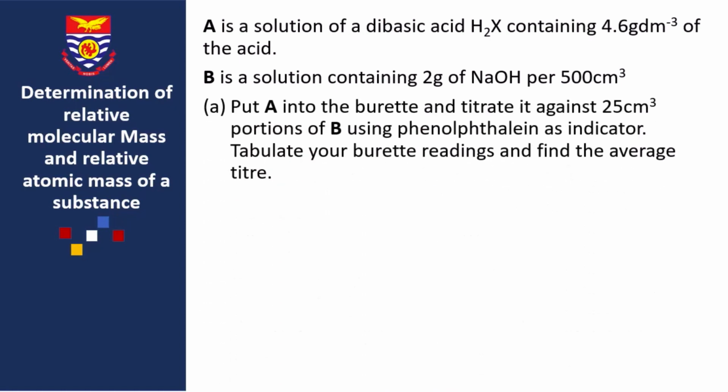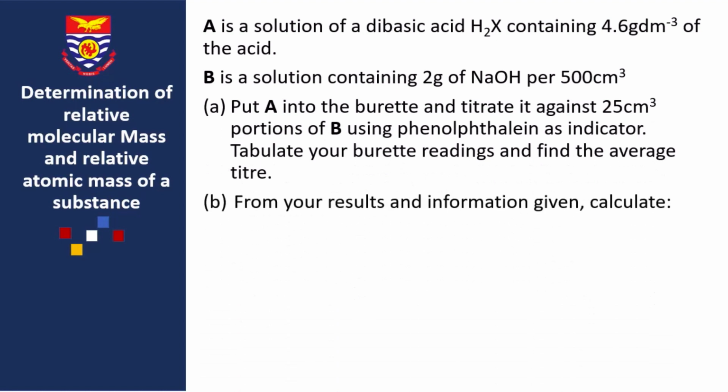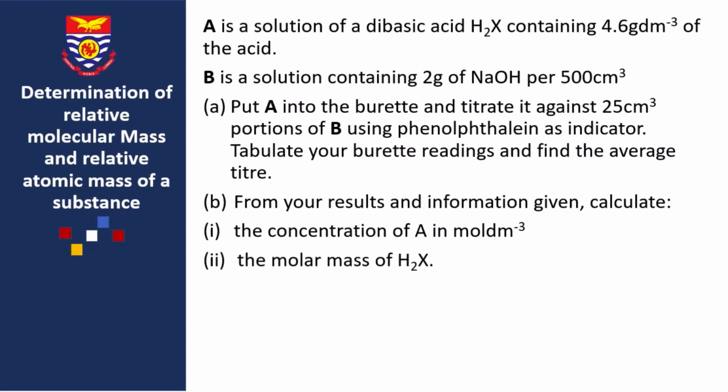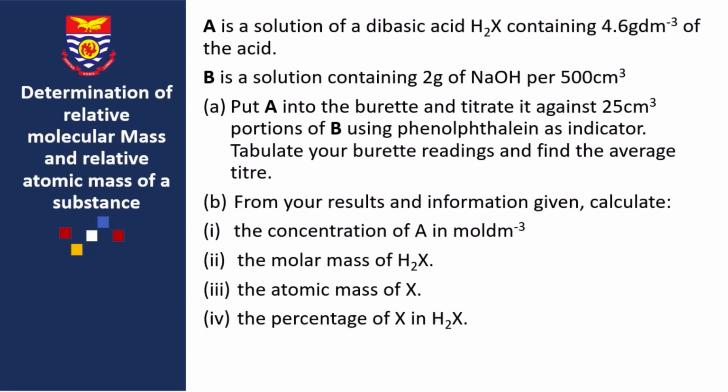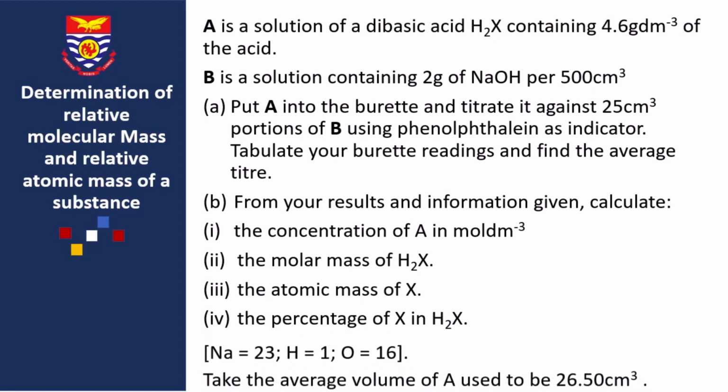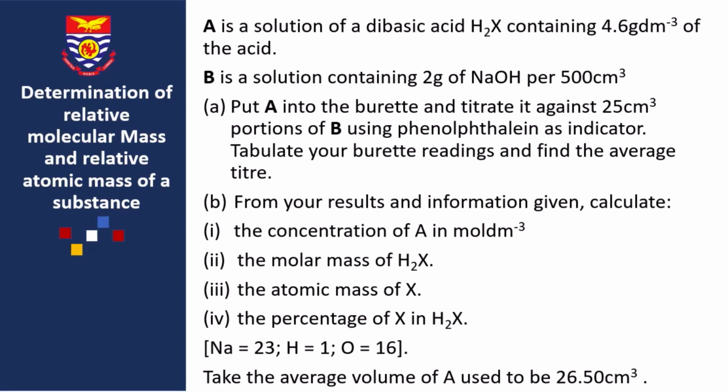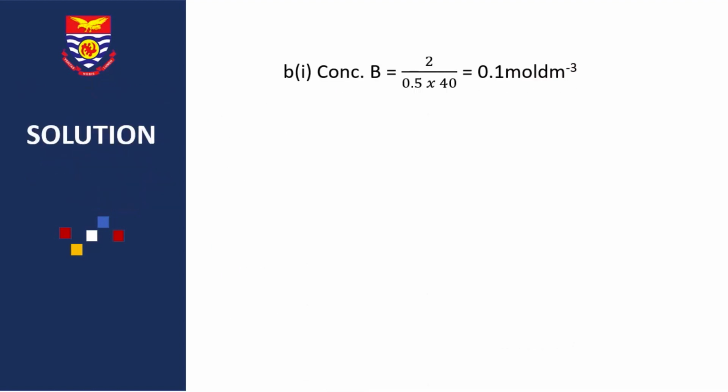This is the instruction for the titration, but then we are to find the concentration of A in moles per decimeter cubed. We have to find the molar mass of the dibasic acid HX, the atomic mass of X, the percentage of X in the acid, and we have been given the relative atomic masses as well as the average volume of A used. Okay, so let's look at our solution.